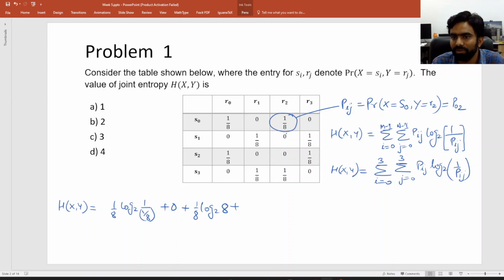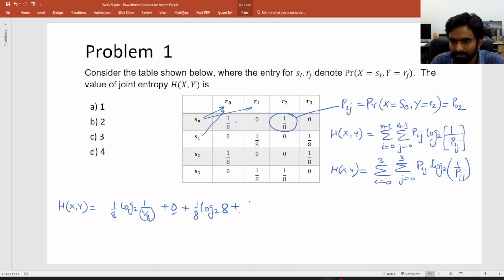Similarly, we have to take all these values into account for S0: 0 0, 0 1, 0 2, 0 3, then S1: 1 0, 1 1, 1 2, 1 3, all values we have to write. Because these are similar values, 1 by 8, 0, 1 by 8, 0, we can directly count the values and multiply. So how many zeros are there? 1, 2, 3, 4, 5, 6, 8 are there. We need not care about those, but count the 1 by 8 entries: 1, 2, 3, 4, 5, 6, 7, 8, 8 times. So directly we can write.